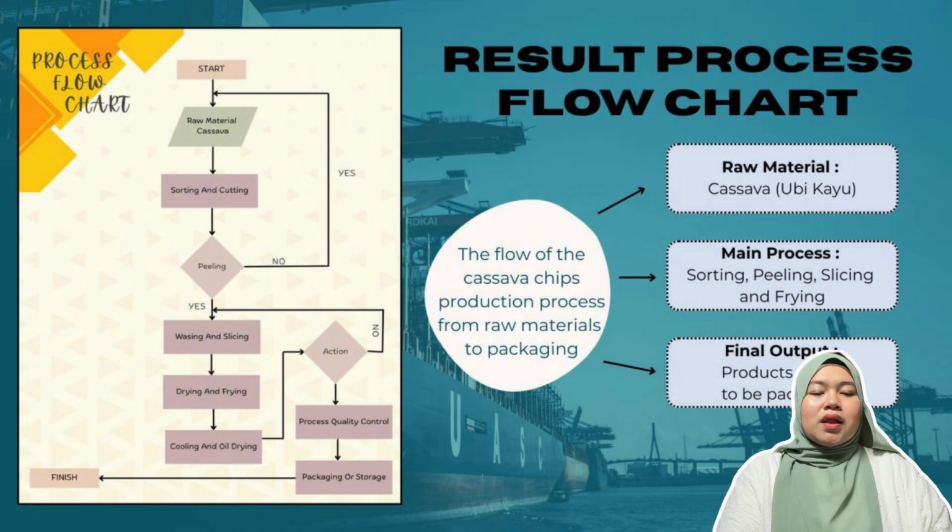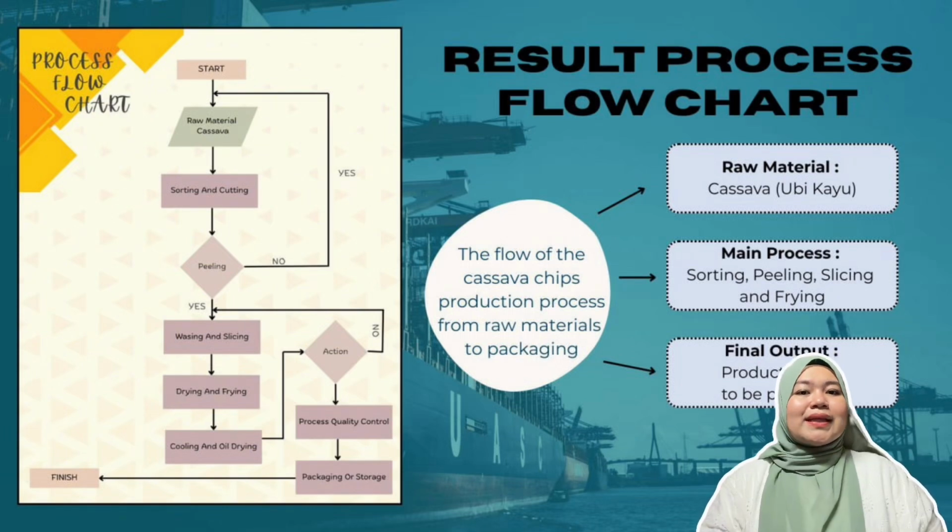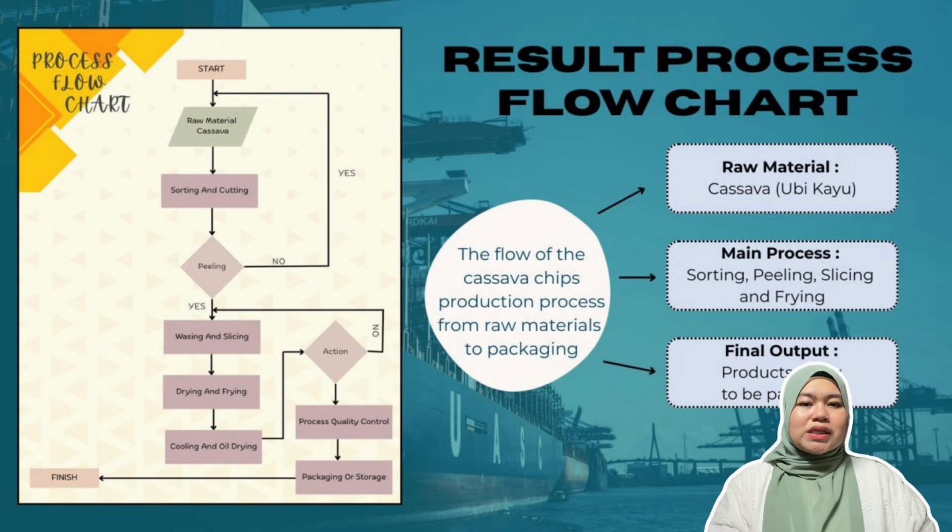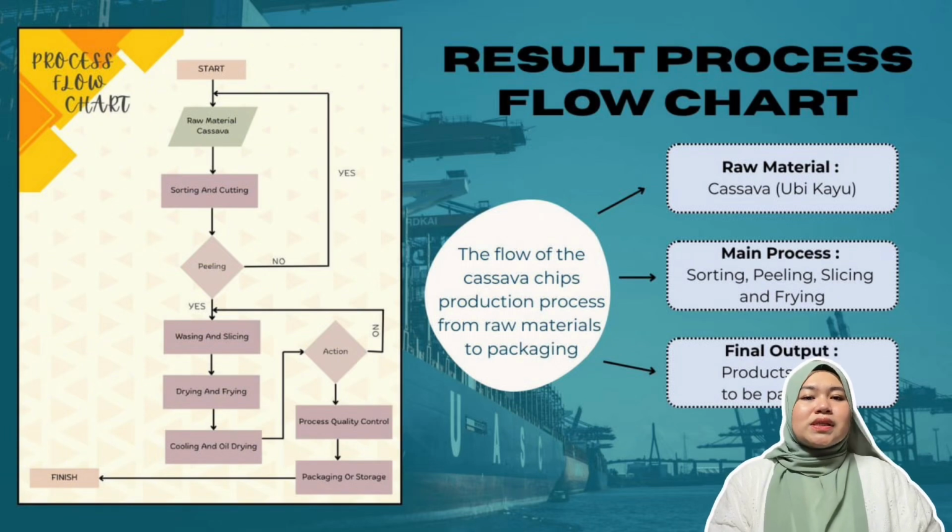After that, the automatic cleaning process takes place using a machine specially created by the company. Next is the process of washing the cassava until it is clean and the process of cutting the cassava according to the thickness standard that has been set.